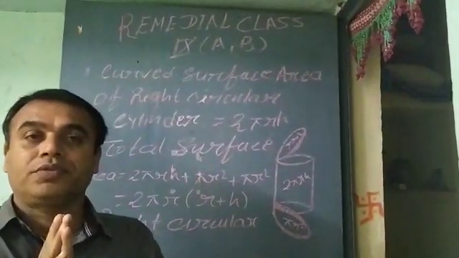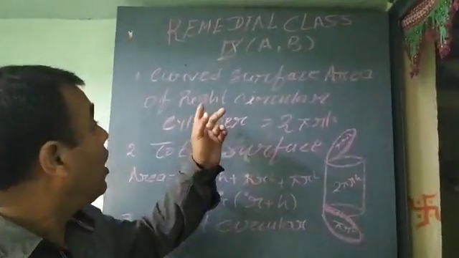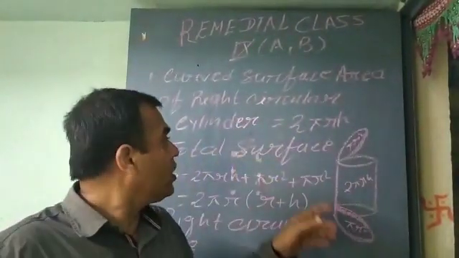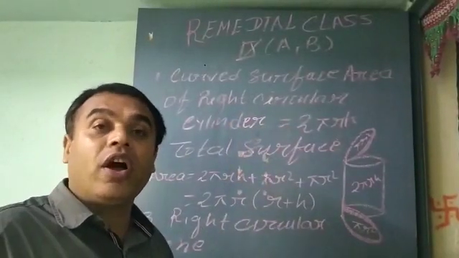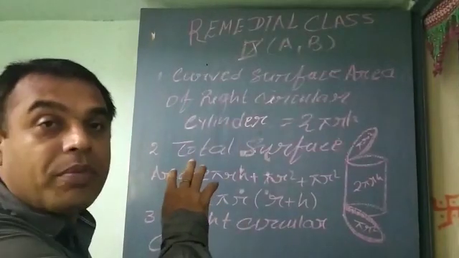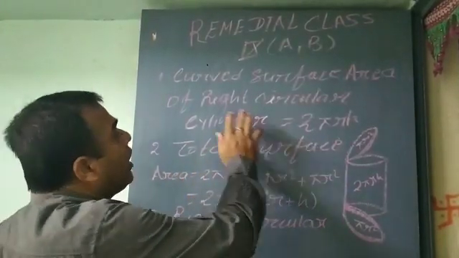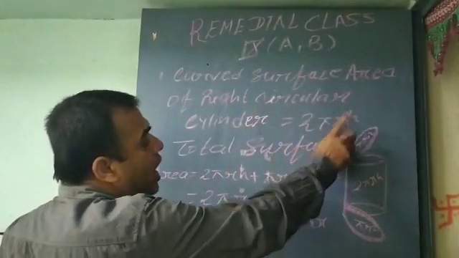Good morning, students. In the previous class, we studied the curved surface area of right circular cylinders, which we find with the help of the area of a rectangle. We found the curved surface area of a right circular cylinder equal to 2 pi rh.